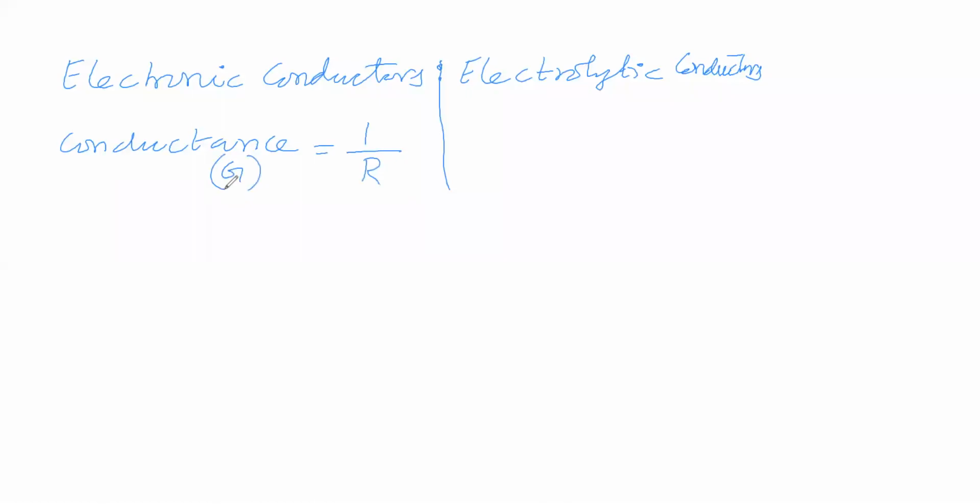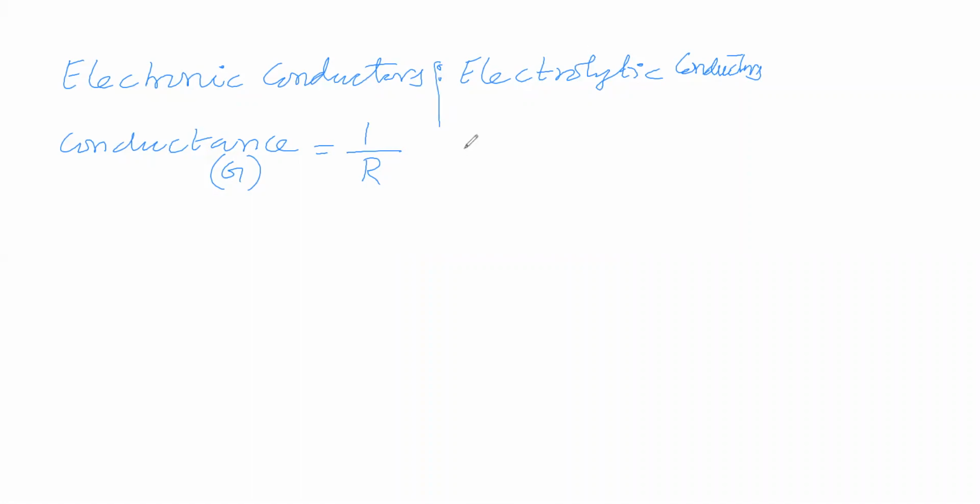So if resistance is high, conductance will be low. Conductance is equal to 1 by R for electronic conductors as well as for electrolytic conductors. Now, resistance depends on which term, that we will see.